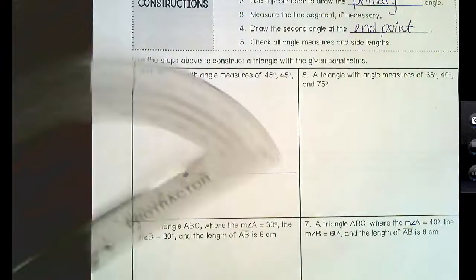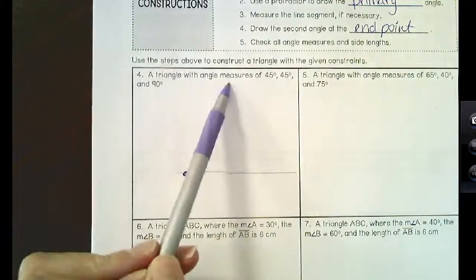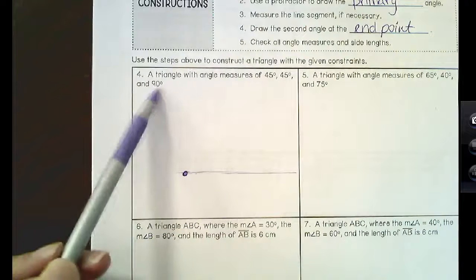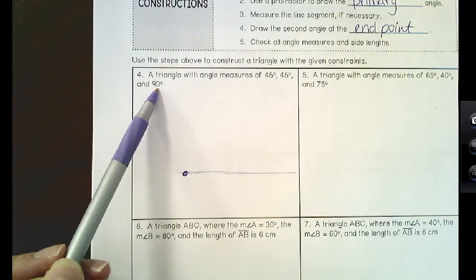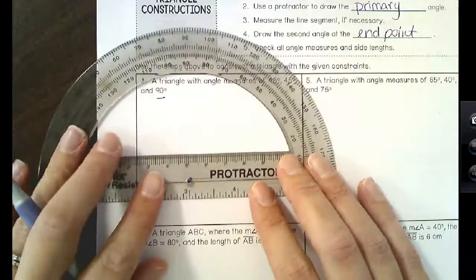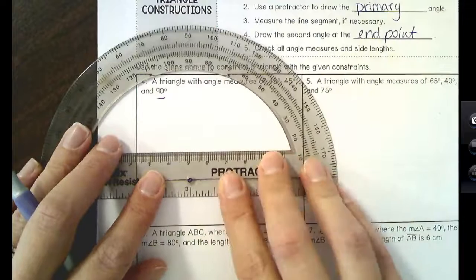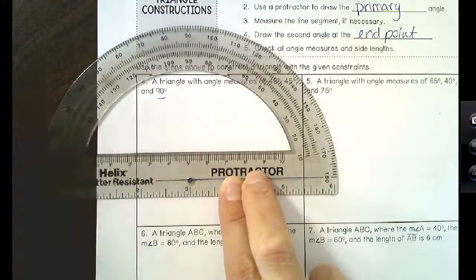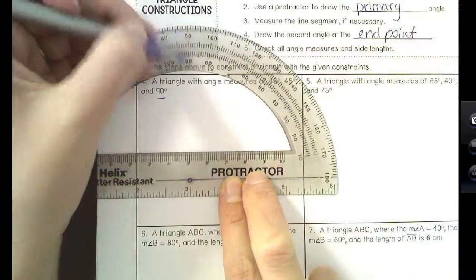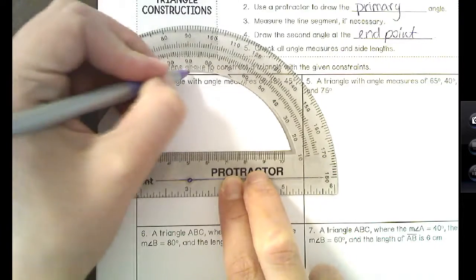I'm using that really faint line to help me out because I have to create a triangle with angle measures of 45 degrees, 45 degrees, and 90 degrees. Personally, I see that 90-degree angle and I'm like, okay, let's get started with that first. That's a right angle. So I'm going to line my protractor up, and I've got that guideline to help me out. I'm going to go up to 90 degrees, and I'm going to put a point at 90.